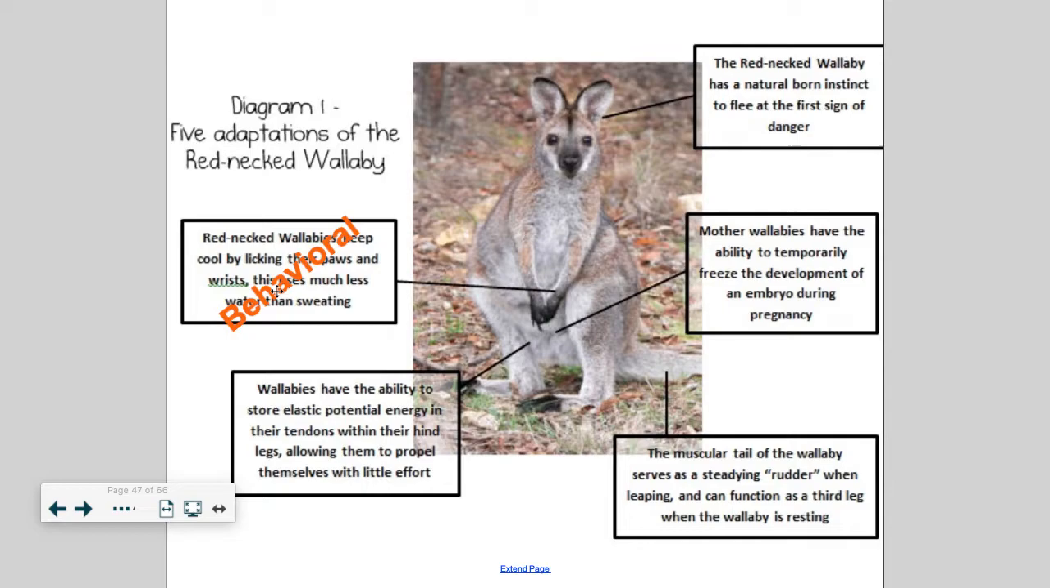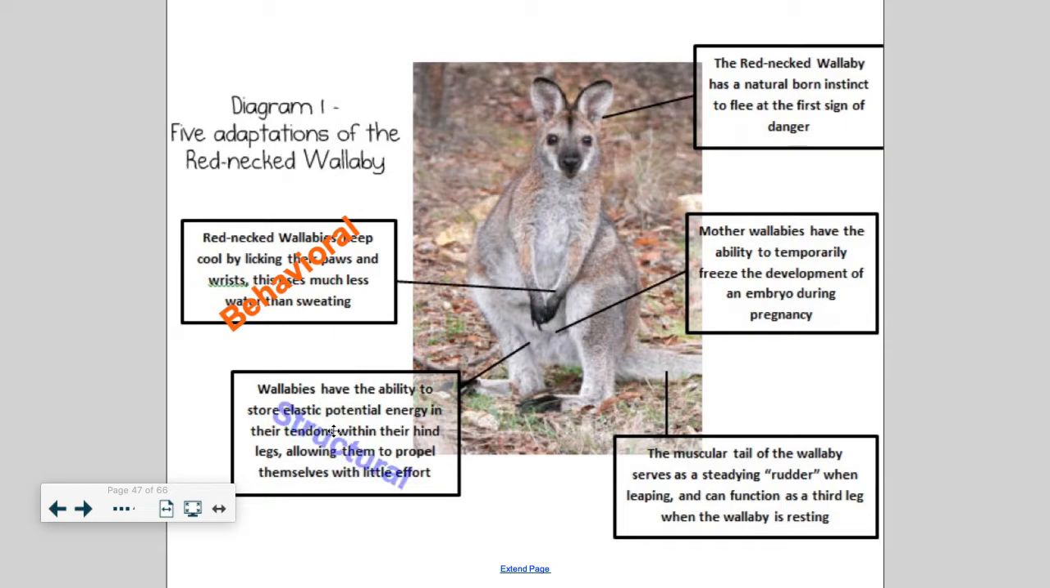Wallabies have the ability to store elastic potential energy in their tendons within their hind legs, allowing them to propel themselves with little effort. Structural, behavioral, or functional? Why do you say structure? Why do you say functional? I'm just curious. Is it behavioral? Is it talking about behavior? Then it's not behavioral. Functional is internal biochemistry. So it's structural. It's structural because we are talking about what? The way they jump. Specifically, what do they use to jump? Their legs. These elastic potential tendons in their hind legs. We're talking about a structure here. So this one is structural.